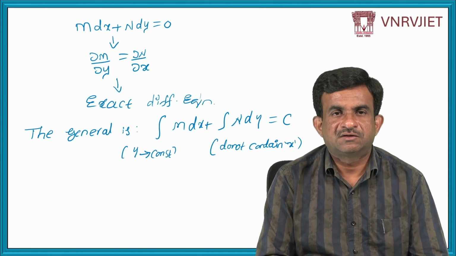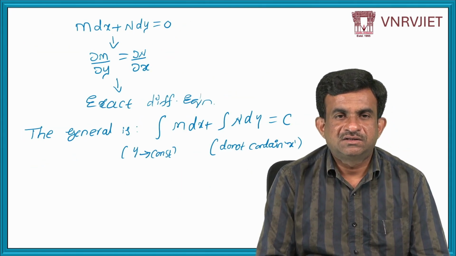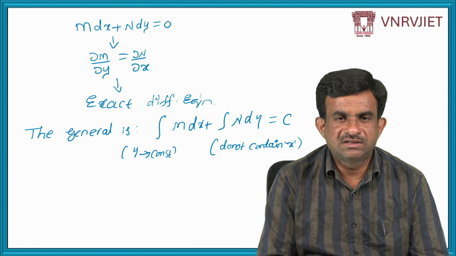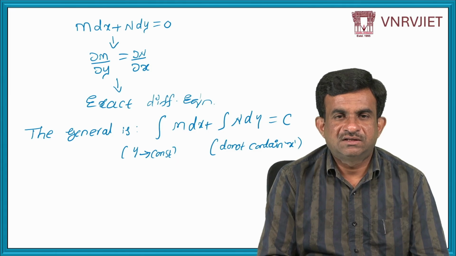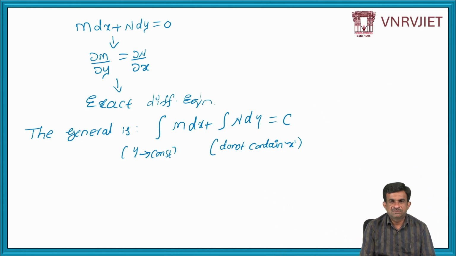In the first class, I explained what an exact differential equation is. Then if the given differential equation is exact, how to find its solution using the general formula, integration of m dx plus n dy equal to c. In the first integral, we treat y as constant. In the second integral, we have to take the terms which do not contain x. This point you have to observe carefully. In the second integral, we consider only the terms which do not contain x. But in the first integral, all the terms keep y as constant.